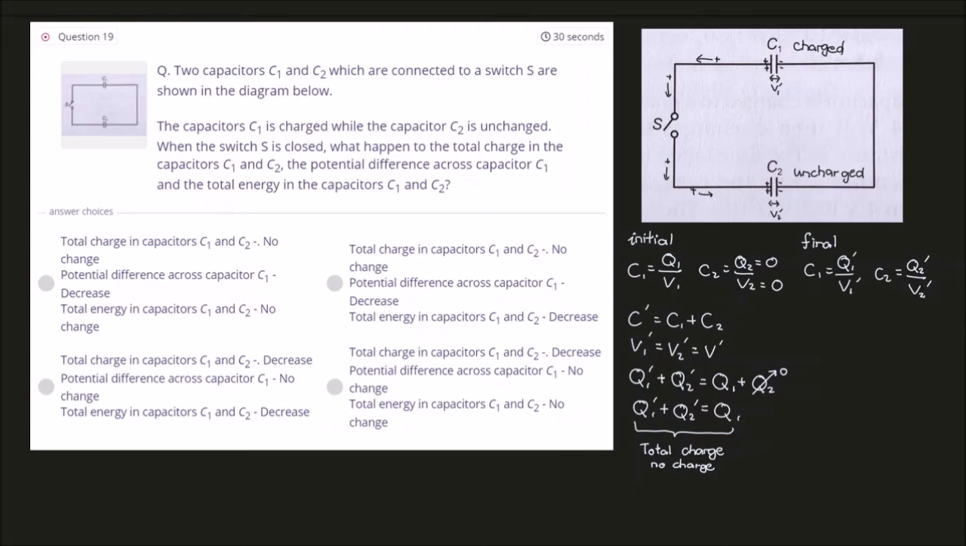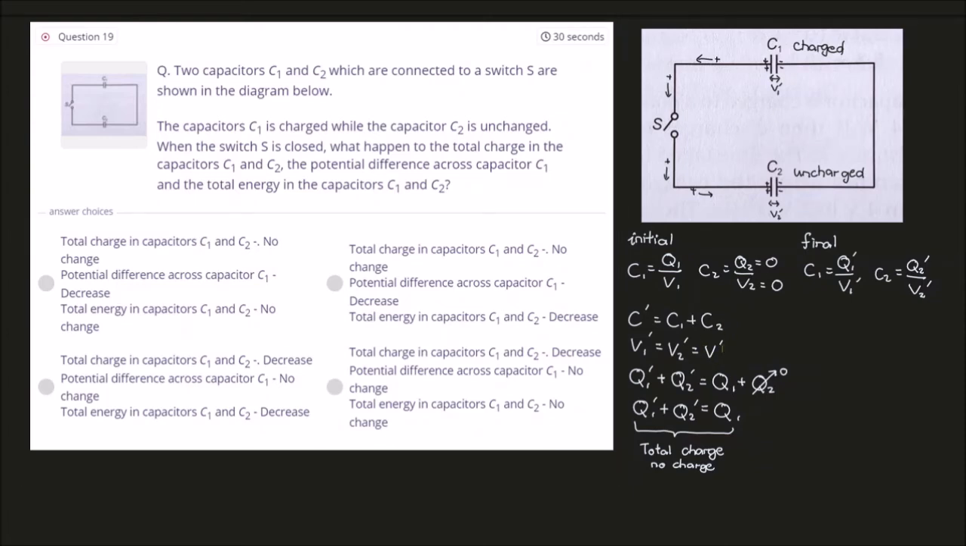Okay, the potential difference across capacitor C1. To understand that, I think it's better that we find the relationship between V first. So the new V, whether it will be greater or smaller than the initial V across C1, let's try to find out. The new V is called V prime. So how would we get this? How do we get V prime here?